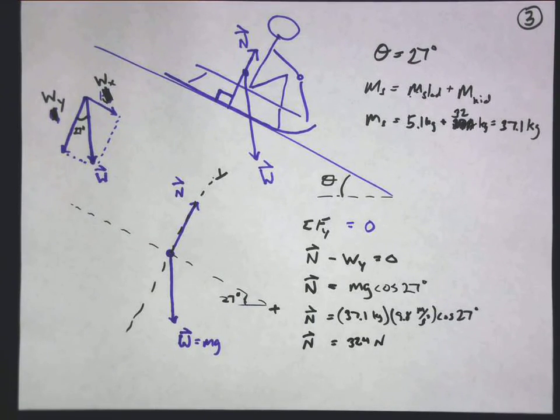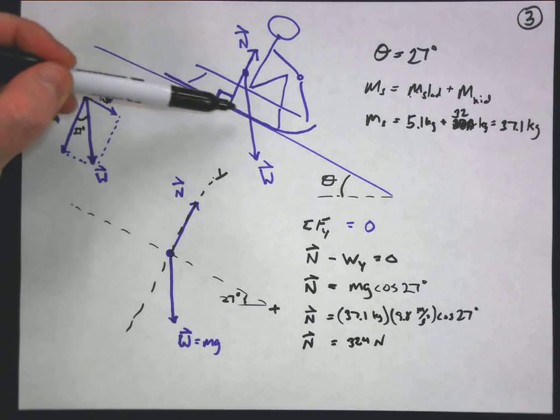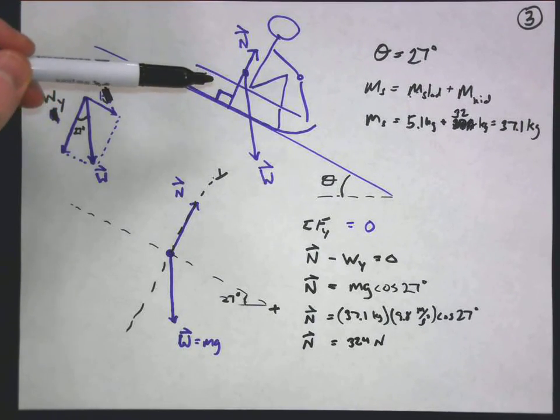Okay, interesting, good, right? Why is it so much more? Well, we added the mass of the kid to the mass of the sled. And so it's to be expected it's going to be a lot more.